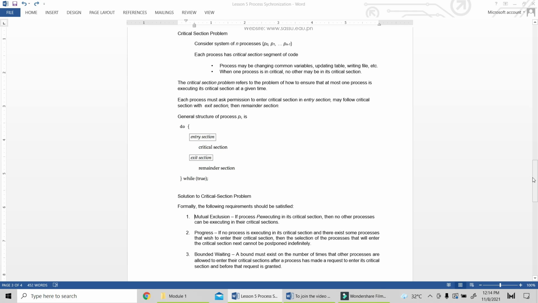So the critical section problem is to design a protocol that the system can use to cooperate. Meaning, as I already mentioned earlier, the processes need to be in tune with each other. These are the processes that are sharing the data.